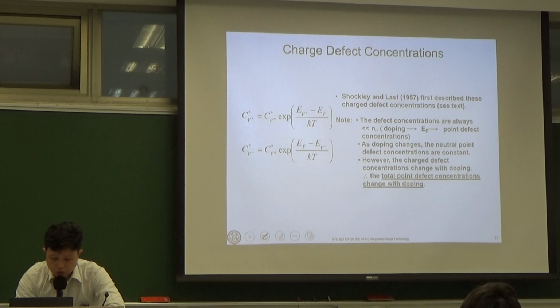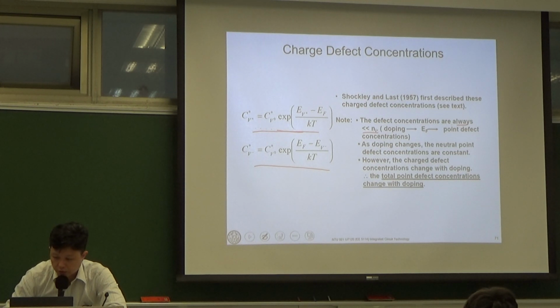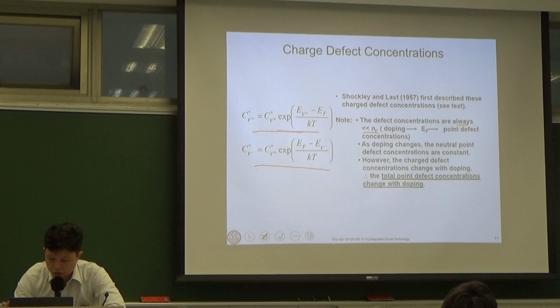Shockley described this equation here. And these defect concentrations are always less than your intrinsic concentration. Compared to your dopant or your intrinsic concentration, this level is like 10 to the 10 or 12. Okay, still less than your intrinsic concentration, which is also like 10 to the 12.